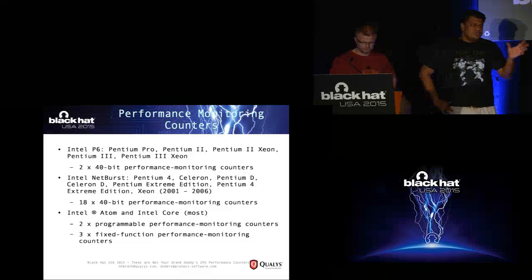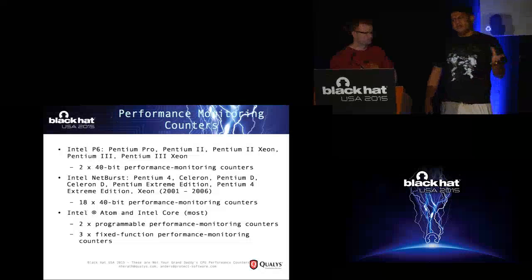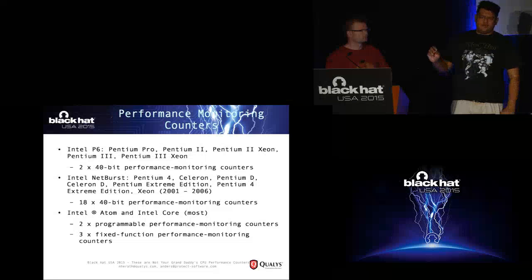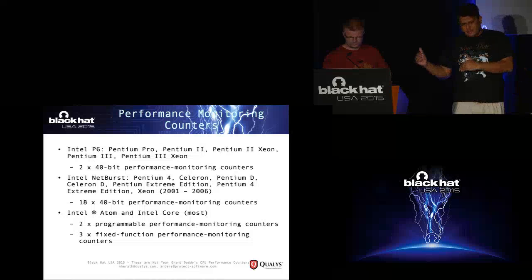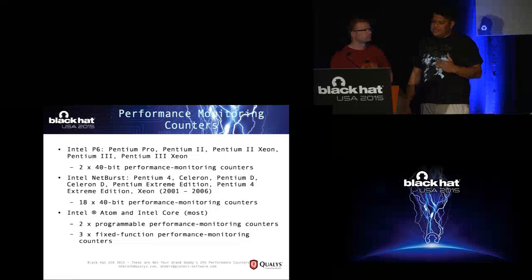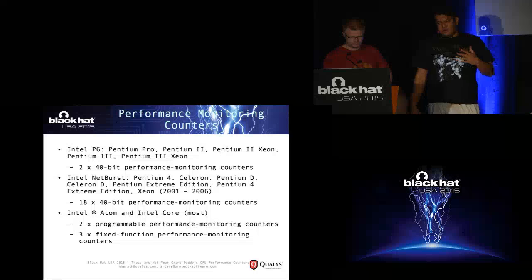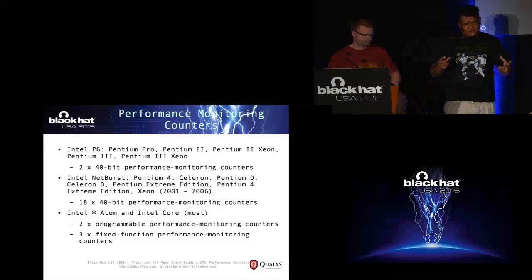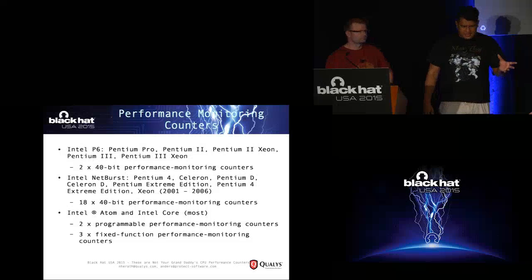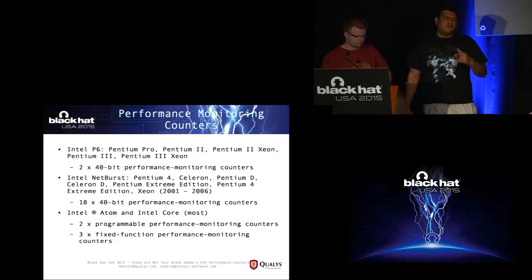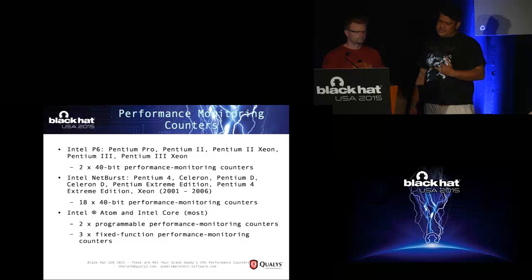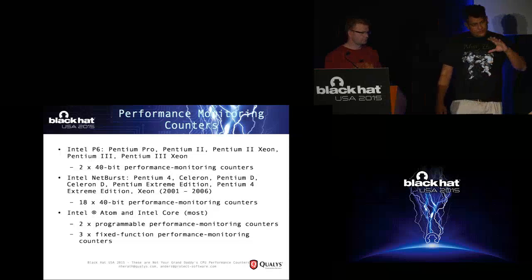And so the evolution from there gets a bit complicated, because Intel changed the way these features are implemented, like to what degree these features are implemented and so on. So with the Intel P6-based processors, like the Pentium Pro, the Pentium 2, the Pentium 2 Xeons, the Pentium 3s, in these P6-based architectures, you have 2 40-bit PMCs. And on the Intel NetBurst-based architectures, you get 18 40-bit PMCs.